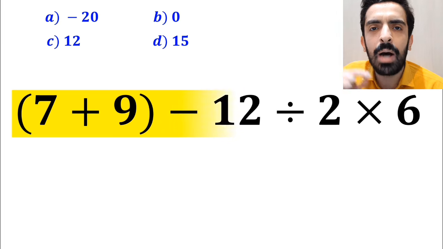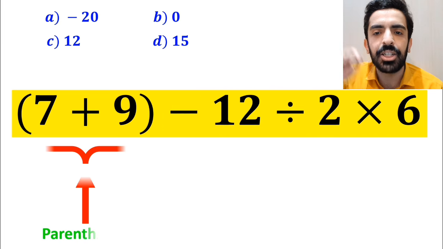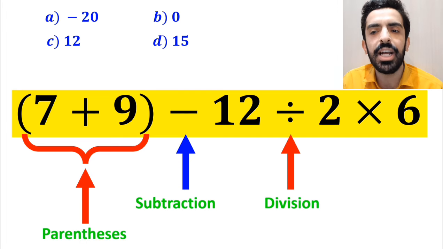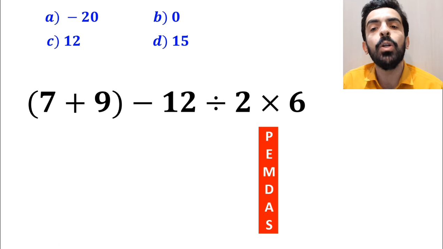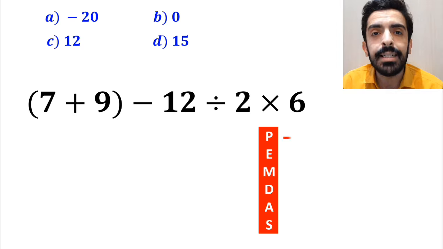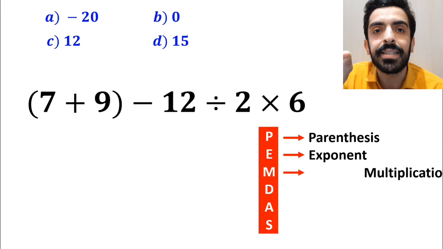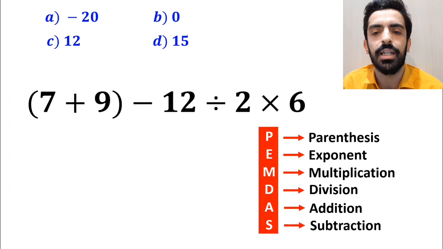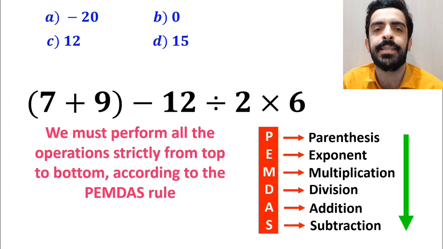Alright, now let me show you how to solve this expression properly. As you can see on the screen, in this expression, first we have a parenthesis, then a subtraction sign, followed by a division, and finally a multiplication. To solve this question, we need to follow the PEMDAS rule step by step. In this rule, P stands for parenthesis, E stands for exponent, M stands for multiplication, D stands for division, A stands for addition, and S stands for subtraction. We must perform all the operations strictly from top to bottom according to the PEMDAS rule.